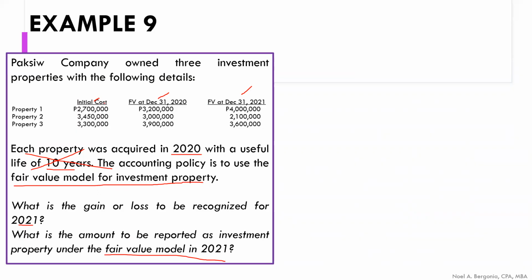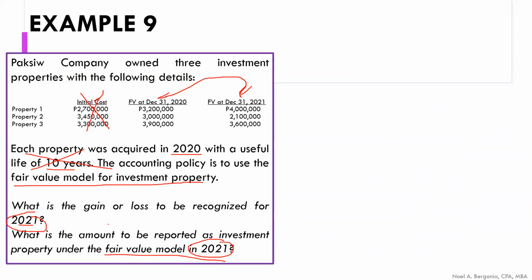So una, class, ang tanong is 2021, di ba? So ano mangyari? Yung original costs ng 2020, wala na yan. Wala nang effect yan sa atin. Bakit? Kasi ang tinatanong is 2021. So what we will compare is the ending balance or fair value on December 31, 2020 and the fair value on December 31, 2021.